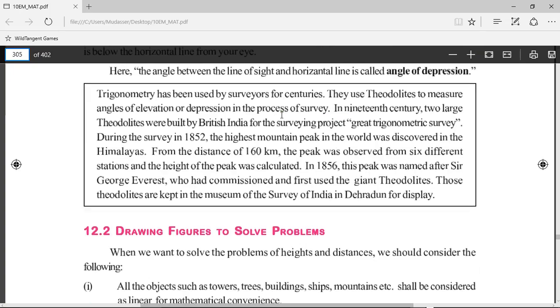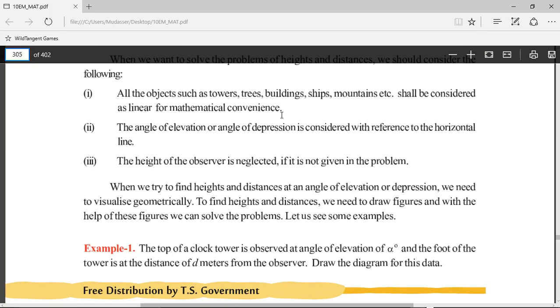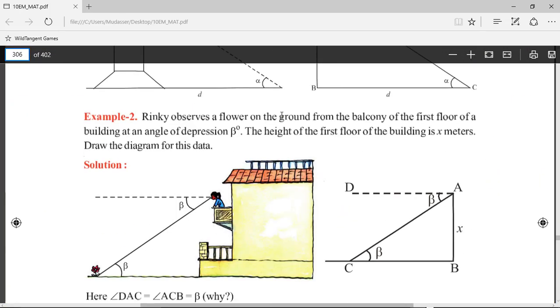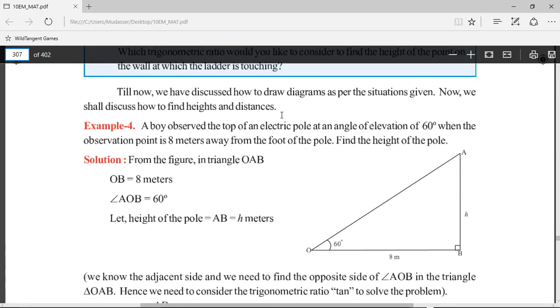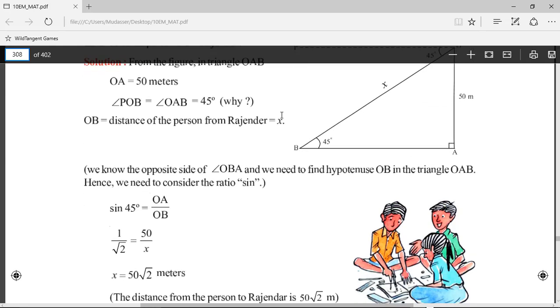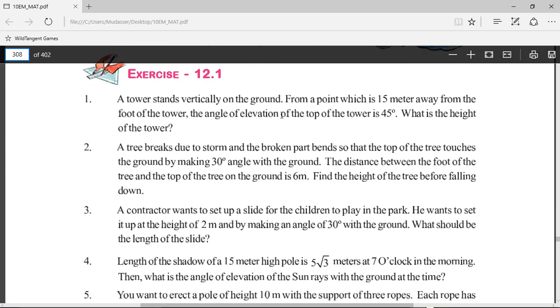As simple as that. With this knowledge, let us go ahead and solve exercise 12.1 problems. Solving exercise 12.1 problems is pretty easy. Let's get started with this exercise now.